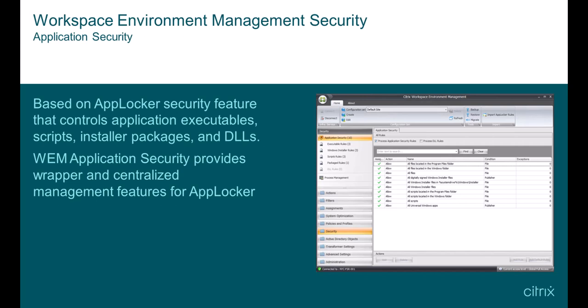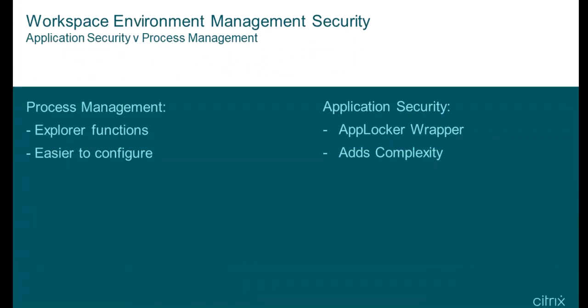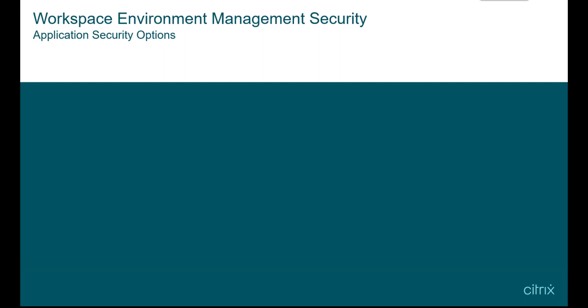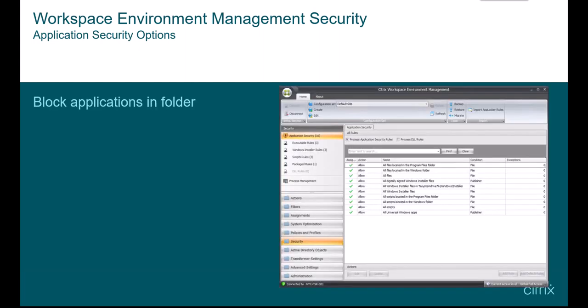One of the main questions regarding WEM security features is: what is the difference between the process management and application security features? Process management uses the Explorer function to restrict applications from running, so it only controls applications that are launched by Explorer. On the other hand, application security is a wrapper of AppLocker, a more powerful solution that can block or allow applications to run. Process management is easier to set up and configure, as administrators do not have to deal with the complexity of AppLocker.